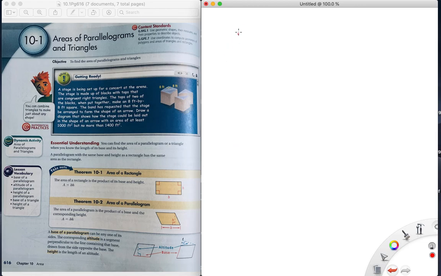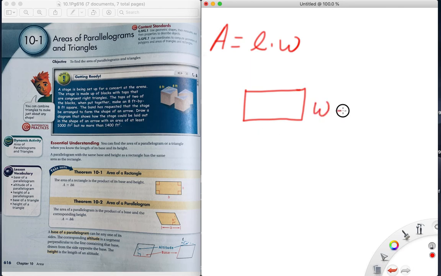So we recall that the area of a rectangle is equal to length times width. Well, in this particular section, instead of calling it width, they're calling it height. Instead of calling it length, they're calling it base. But they mean exactly the same thing. So in this section, they call the area of a rectangle base times height.